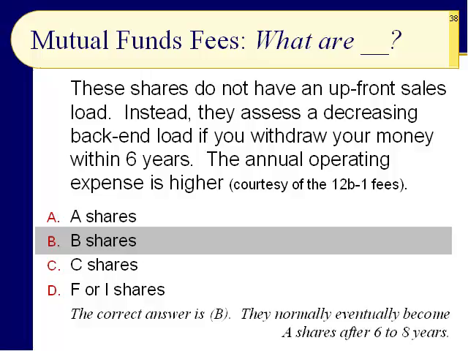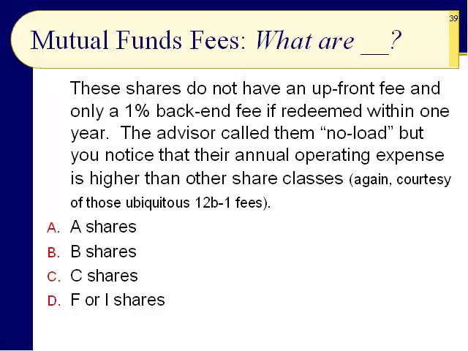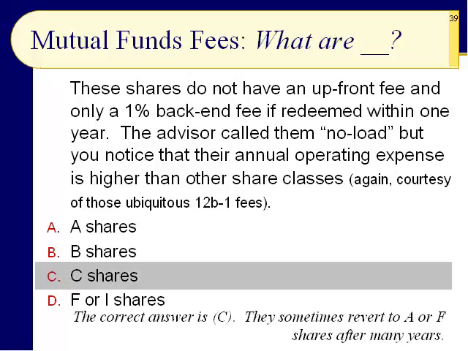They normally revert to A shares after 6, 8 years or so, and get the lower annual operating expenses after that. Slide 39. These shares do not have an upfront fee, and only a 1% back-end fee if you redeem the shares within 1 year. The advisor calls them no load, but you notice that their annual operating expense is higher than the other share classes, again, courtesy of those ubiquitous 12b-1 fees. A, B, C, or the F or I shares? Right, they're the C shares. And they'll sometimes revert to the A or the F shares after 10 years or so. And so after that, you get the lower annual operating expenses.